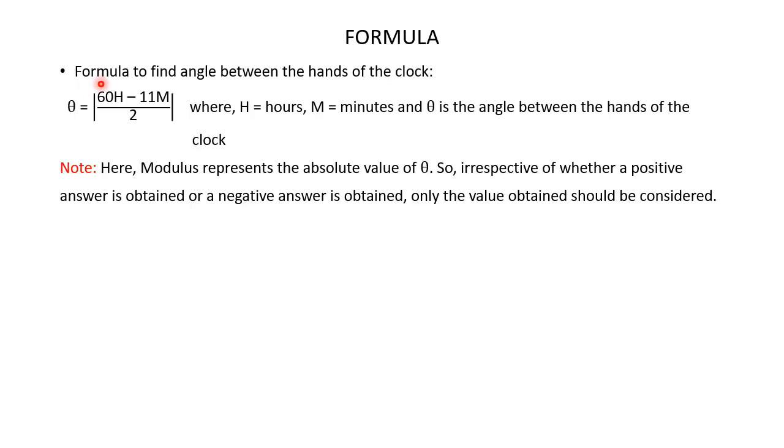Here is a formula to find the angle between the hands of the clock. Theta is equal to modulus of (60h minus 11m) divided by 2. Here h is hours, m is minutes, and theta is the angle between the hands of the clock. You have to note here that the modulus represents the absolute value of theta. So, irrespective of whether a positive answer is obtained or a negative answer is obtained, only the value obtained should be considered.